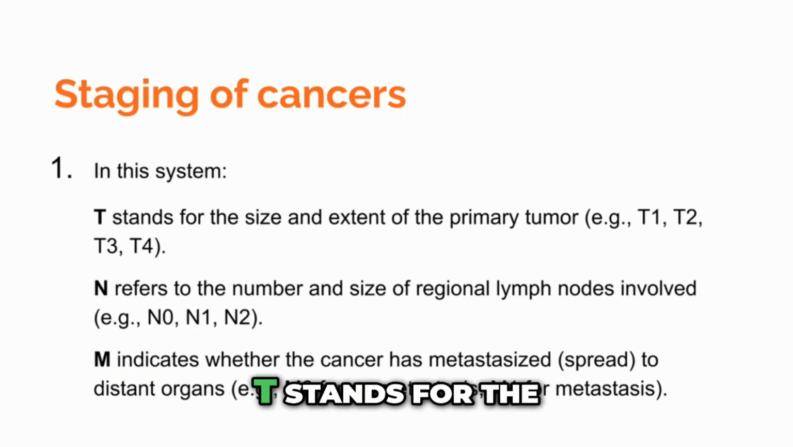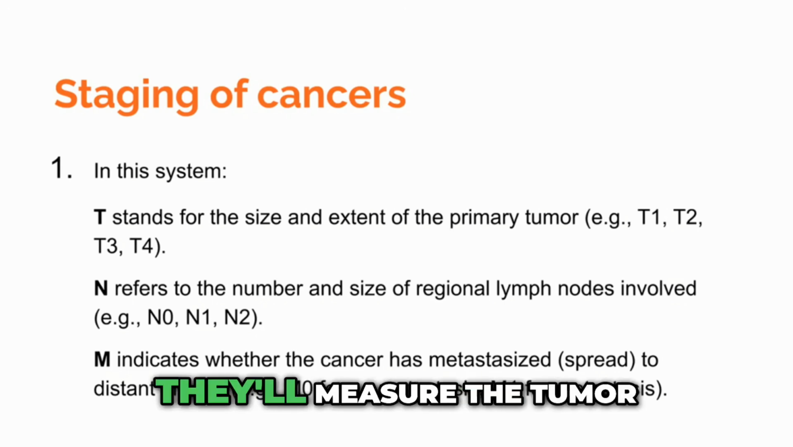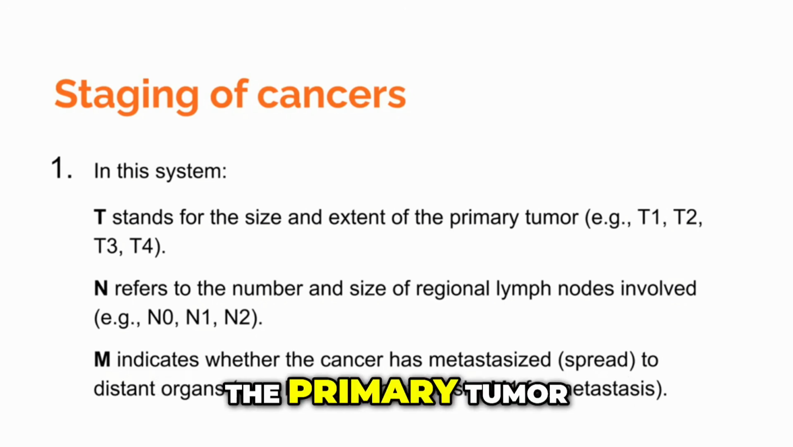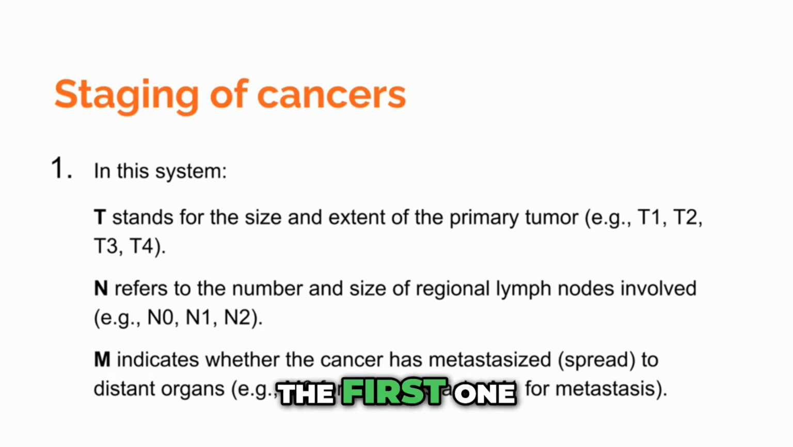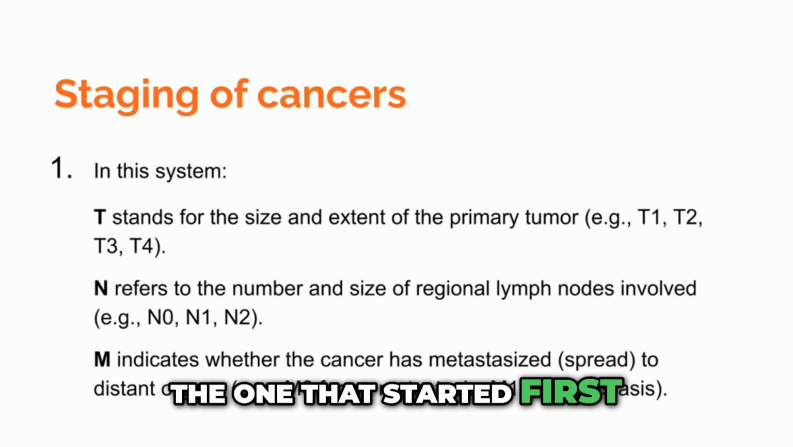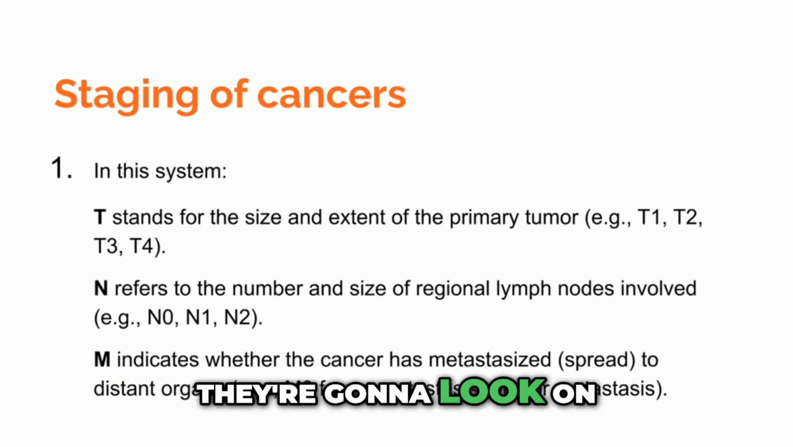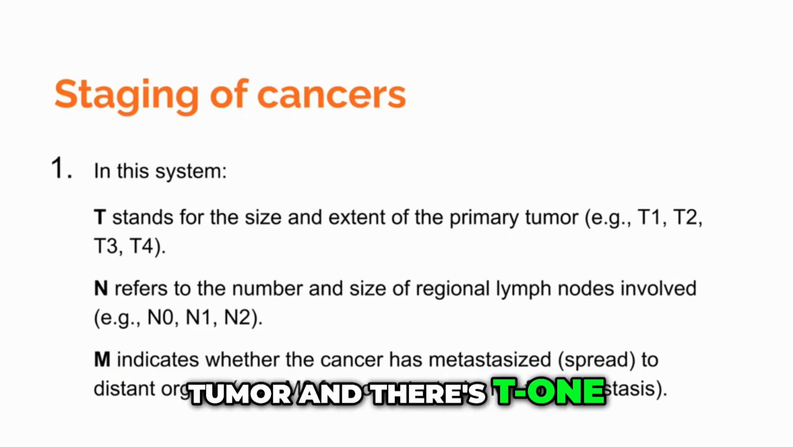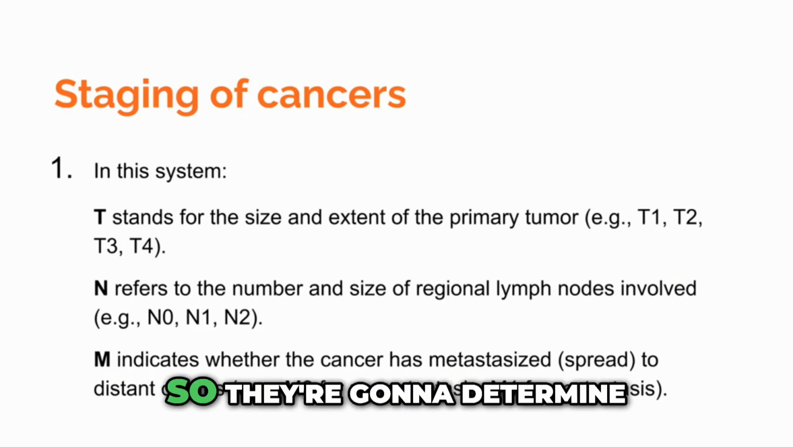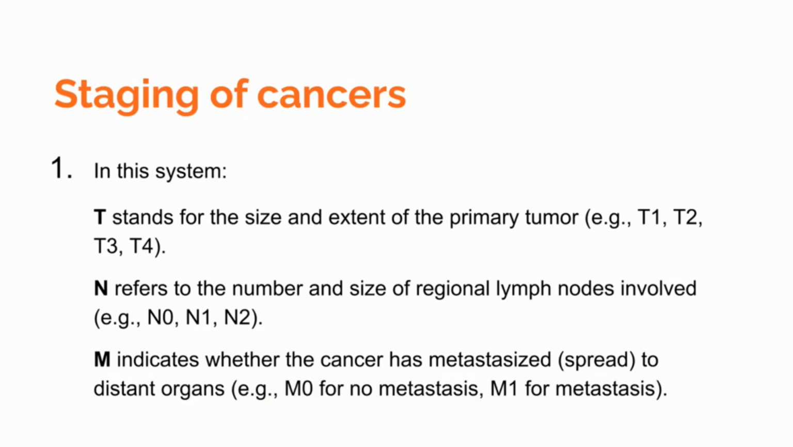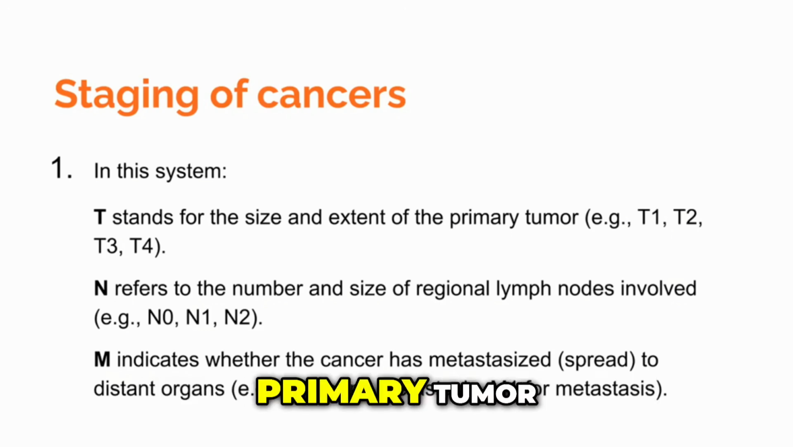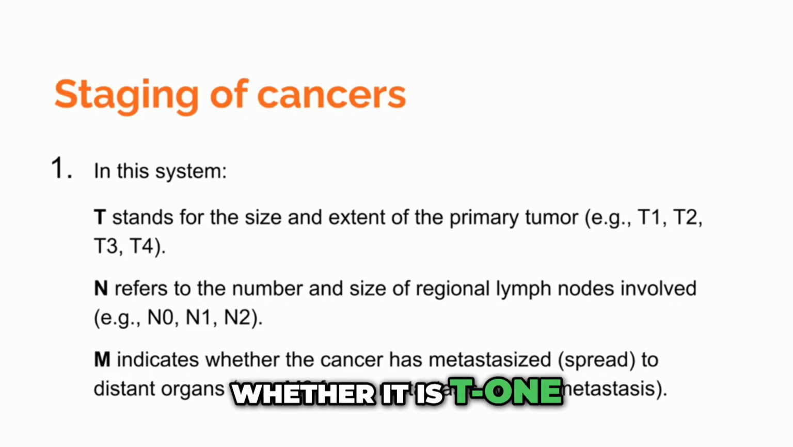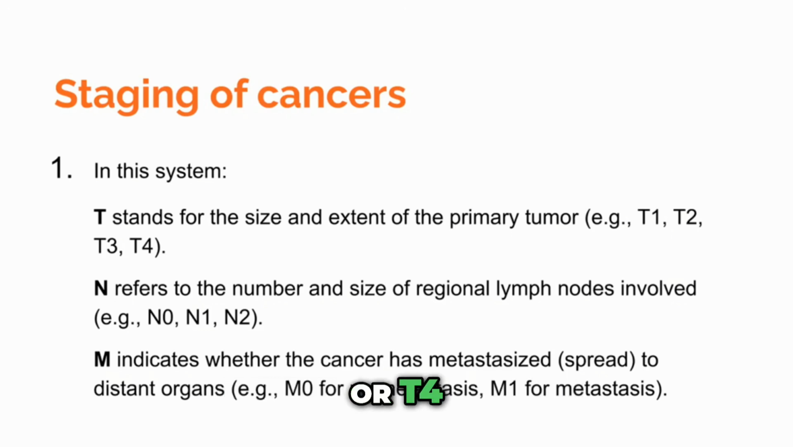In this system, T stands for the size and extent of the primary tumor. So what is the size? They'll measure the primary tumor, the one that started first. They're going to look at the size and the extent of the primary tumor, and there's T1, T2, T3, T4. So they're going to determine the size of the primary tumor, whether it is T1, T2, T3, or T4.